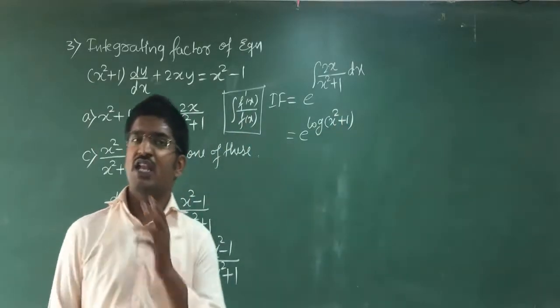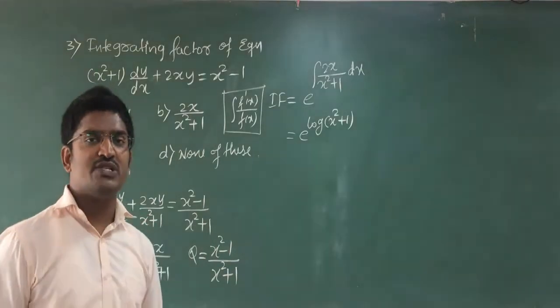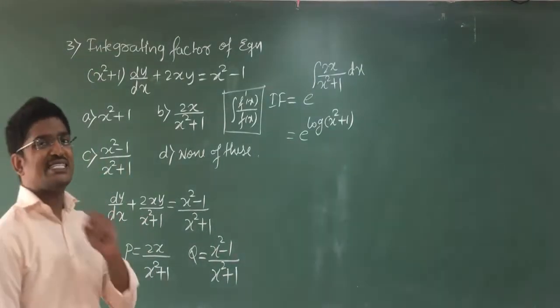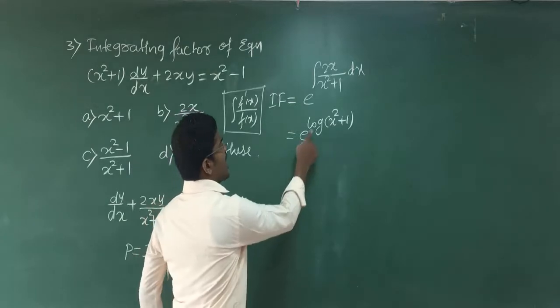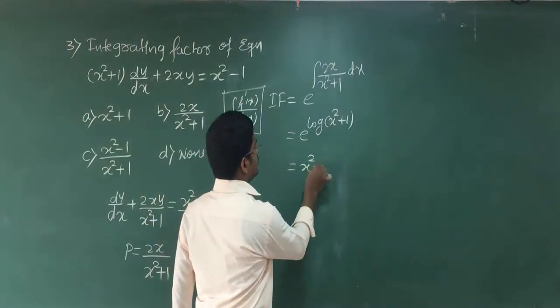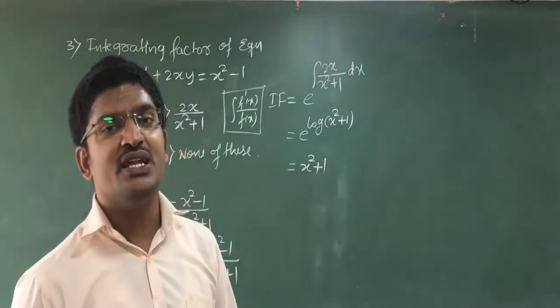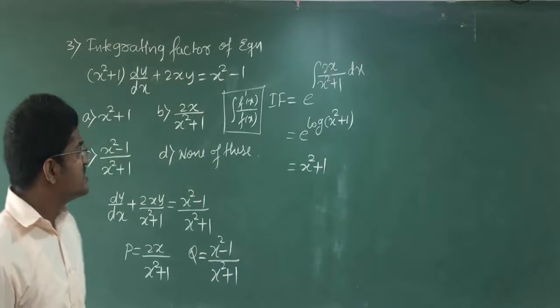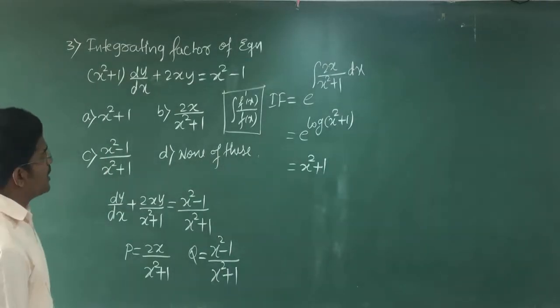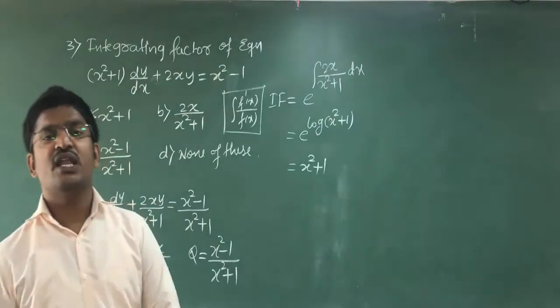Clear? Again you must remember the f inverse of f of x formula. What is the f inverse of f of x formula? X. Clear? So here e and log are inverse functions of each other. Therefore it will be equal to x square plus 1. That means the integrating factor is x square plus 1. Okay. Option A will be the answer for the integrating factor.